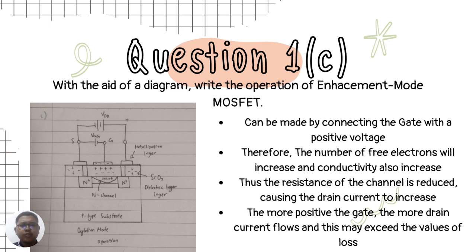For enhancement mode explanation, it can be made by connecting the gate with a positive voltage. Therefore, the number of free electrons will increase and conductivity also increases. Thus, the resistance of the channel is reduced, causing the drain current to increase. The more positive the gate, the more drain current flows, and this may exceed the values of loss.